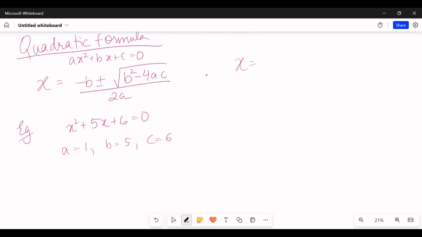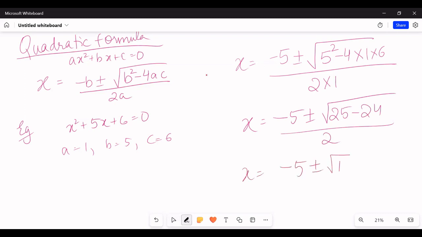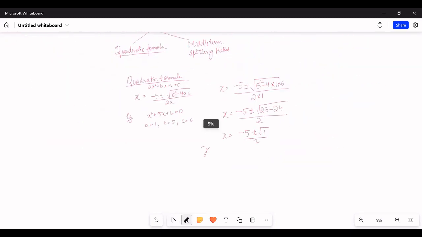So x equals minus b, that is minus 5, plus minus under root. What is my b? Again, it's 5 squared minus 4, a is 1 and c is 6, over 2a, a is 1 again. So minus 5 plus minus under root 5 fives are 25 and 4 sixes are 24, over 2. So x value would be minus 5 plus minus under root 1. Now under root 1 is the same as 1. So x value is minus 5 plus minus 1 over 2.